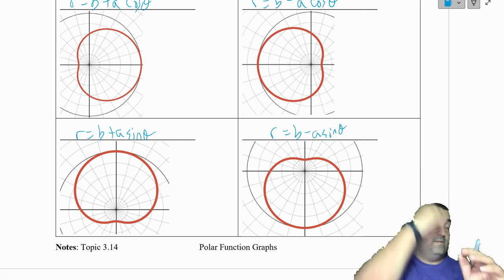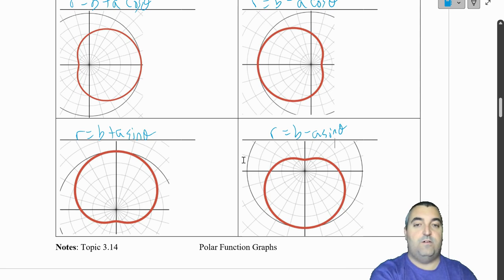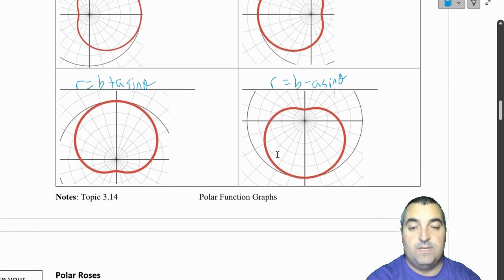So again, all of these patterns are the same. These are kind of all in the same family. It's just whether these values are bigger, smaller, or the same as each other. And then you have that symmetry over there. So there's those guys, the limaçons and the cardioids.